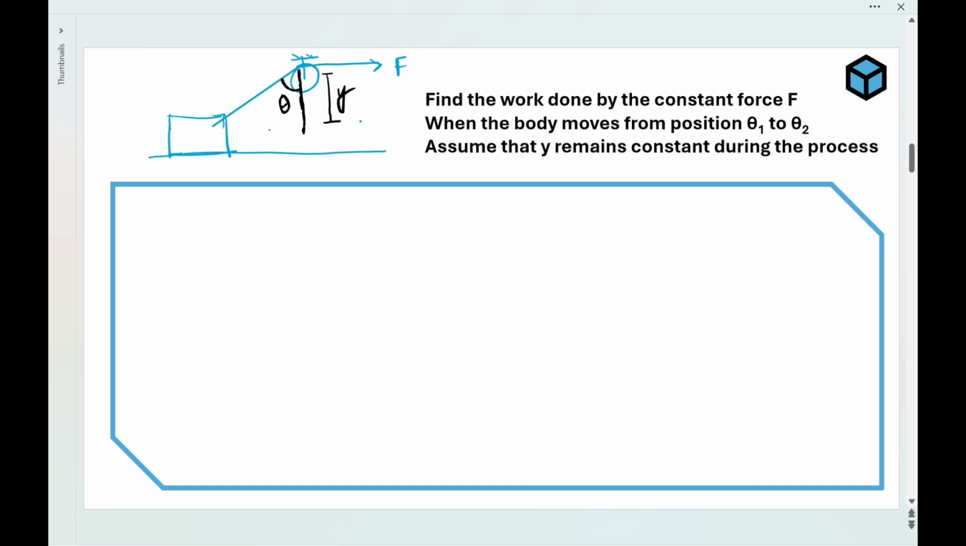Okay, so let's go to this problem. This problem is slightly more complicated than the other examples we have discussed before.